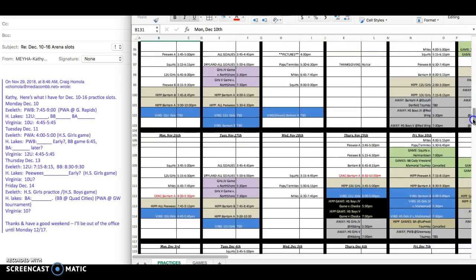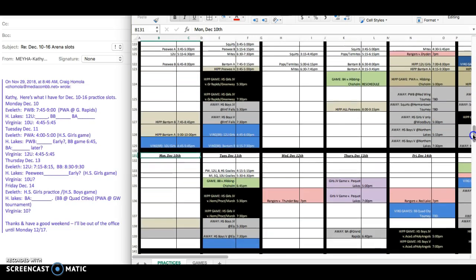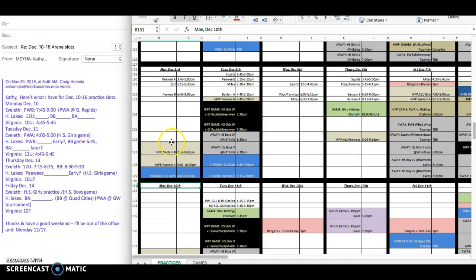Like next week, we've got our scheduling done. These represent practices at the hip. This represents a practice in Virginia because we have the Bantam B team with Virginia this year, but we always have our girls teams with Virginia as well, so we've got 10U and 12U to track there.